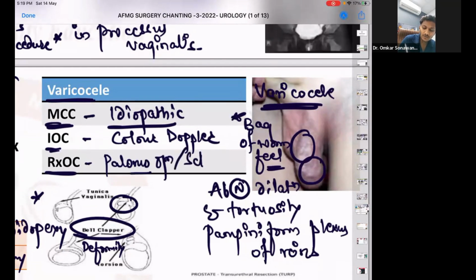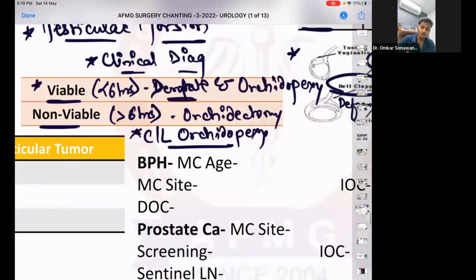Along with that, the other choice is also sclerotherapy. Important. Please remember, high ligation is done usually in Paloma's operation, or we can inject a sclerosing agent in these vessels. That is what is the sclerotherapy. Sodium tetradecyl sulfate is the most common sclerosing agent used nowadays. अगर वो कहीं भी पूछे, please remember this. ठीक है, don't worry.